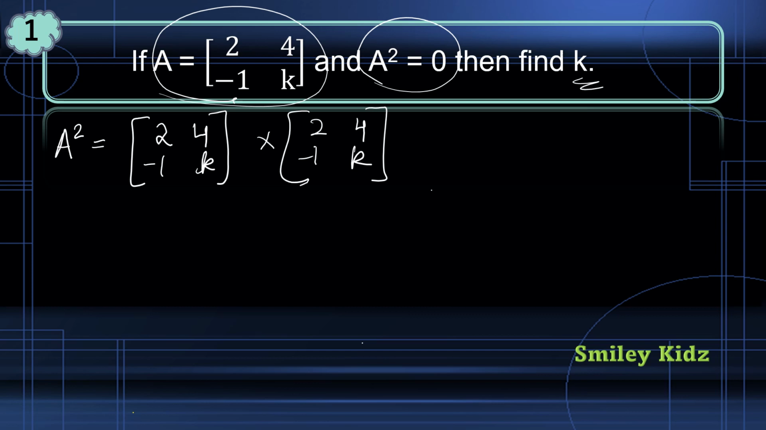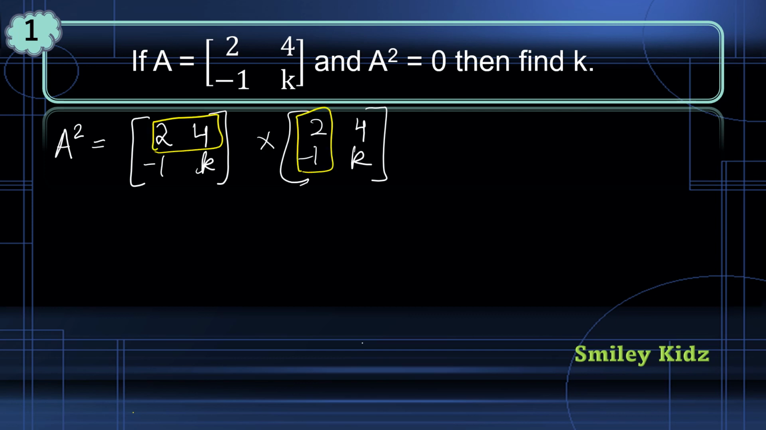Now let's multiply them. Fine, they are of the same order. So let's take the first row and multiply with the 2 columns of the second matrix. That's simply going to give me 2 into 2 plus 4 into minus 1, that is 4 minus 4, that is 0. So my output matrix will have the first element as 0.